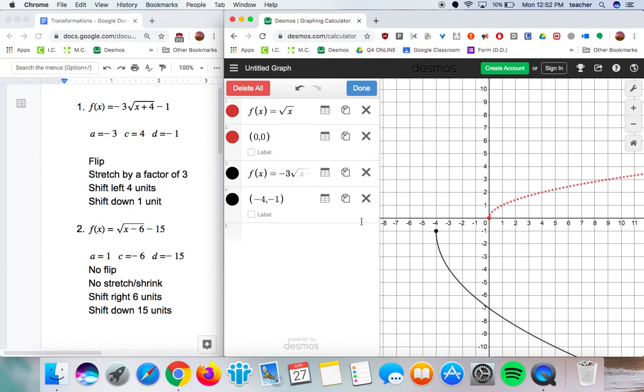You can identify them. Yes, we flipped, we're upside down. Yes, we stretched out, it's much taller. Yes, we went to the left 4. Yes, we went down 1, okay?